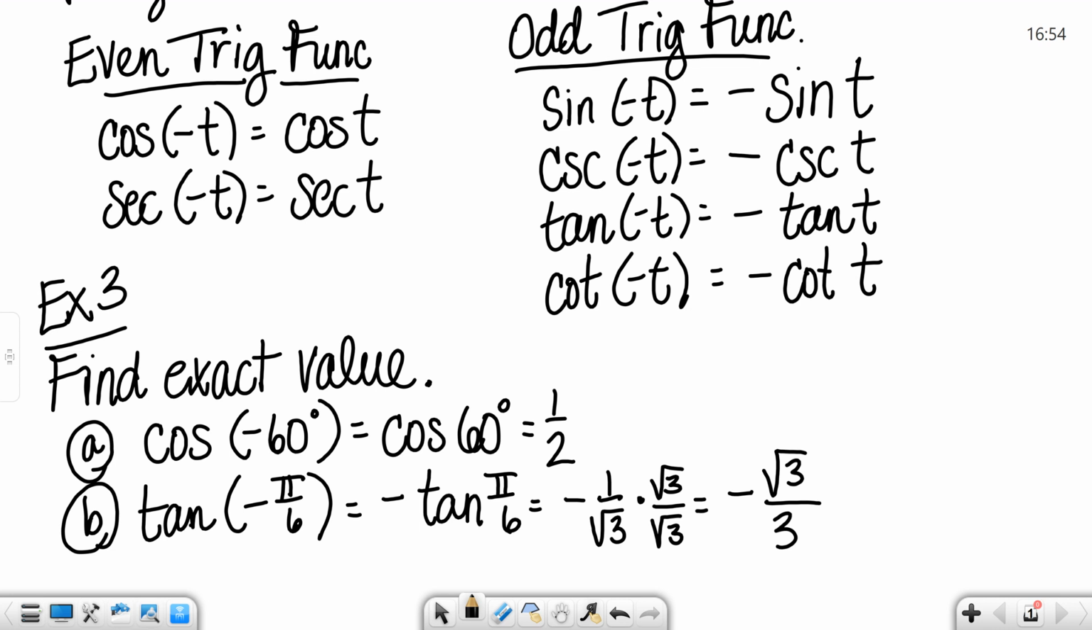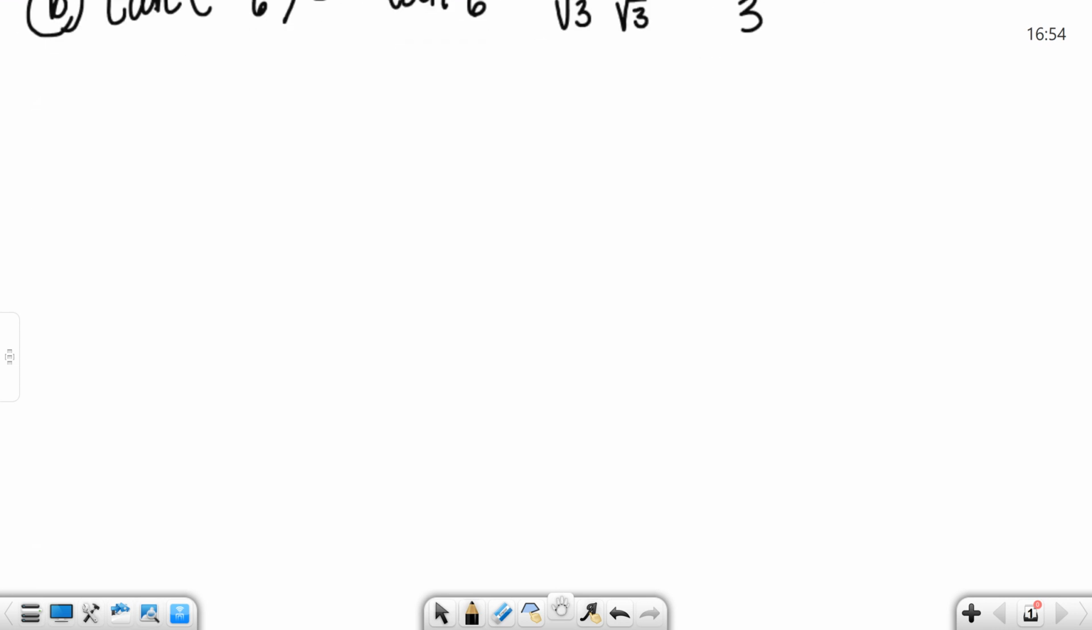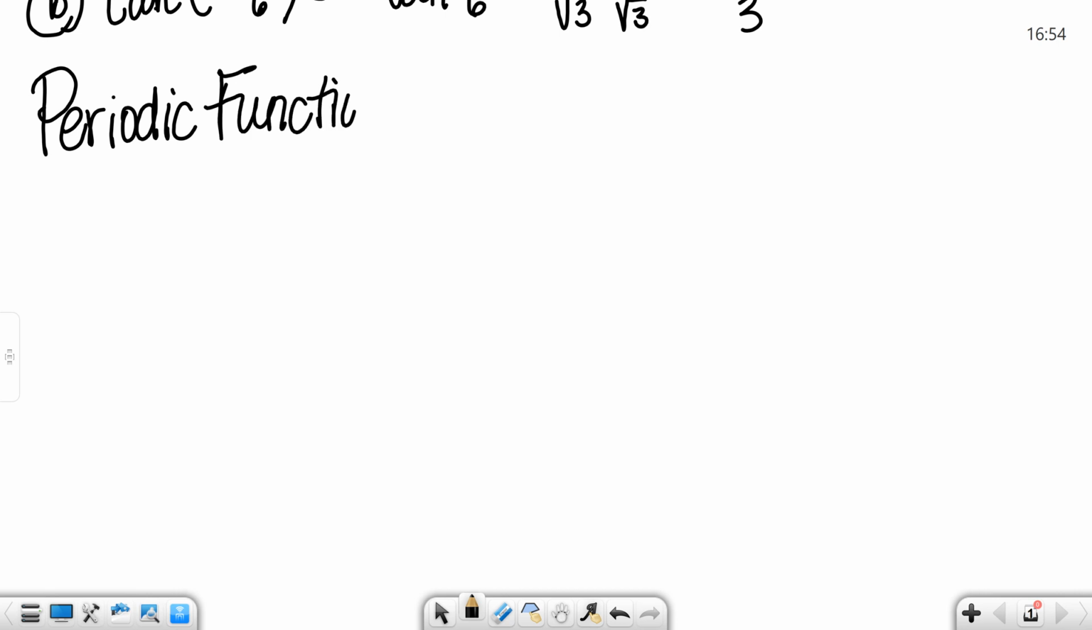All right. One last little idea for section 4. I told you we would talk about periodic functions. Now, here's what it means to be periodic. It means the function begins to repeat itself. At some point, the values begin to repeat themselves. That's what it means to be periodic. It begins to repeat itself.